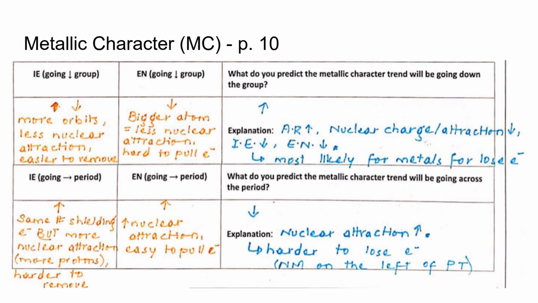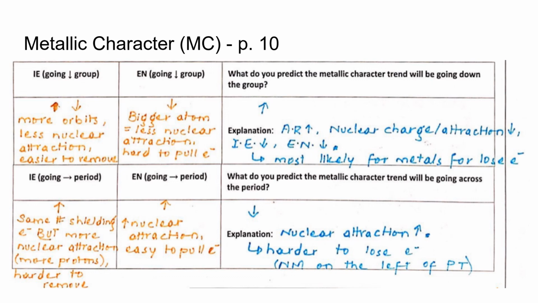Comparatively, we said that as we go across the period, the ionization energy increases because now we have more attraction between the nucleus and the outermost electrons. So we really need a lot of energy to remove an electron from the outermost shell. And there's more electronegativity because again, there's more nuclear attraction. So it's very easy for the nucleus to pull electrons from other atoms as well.